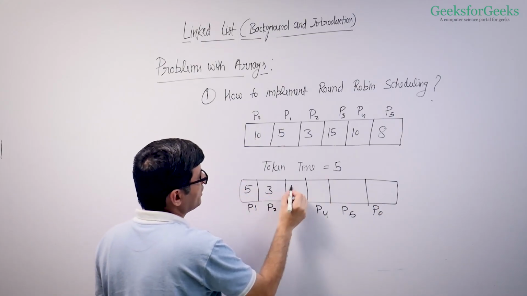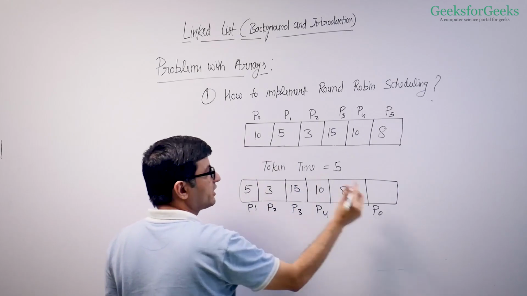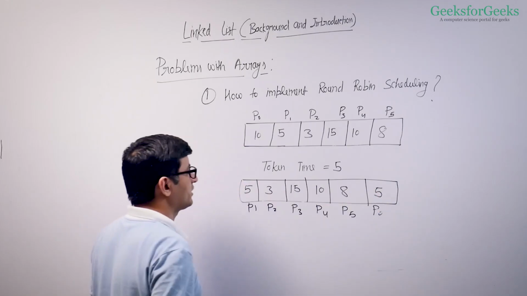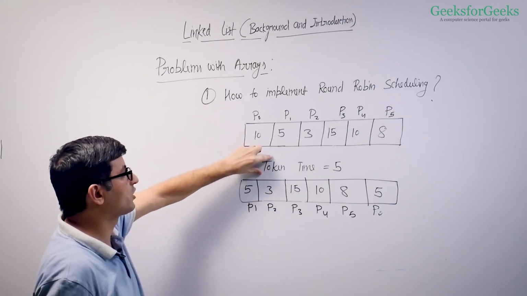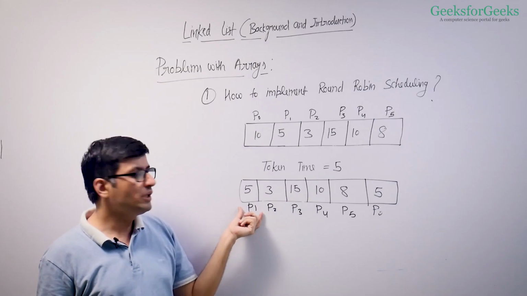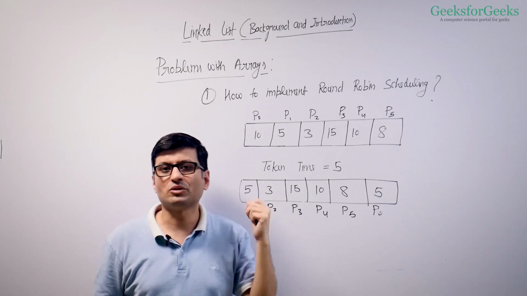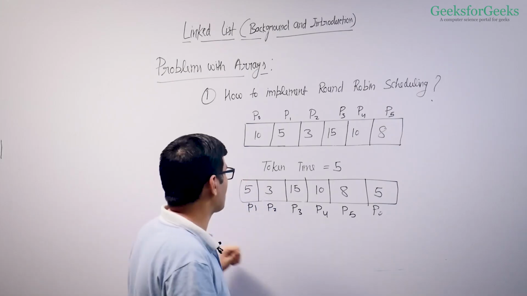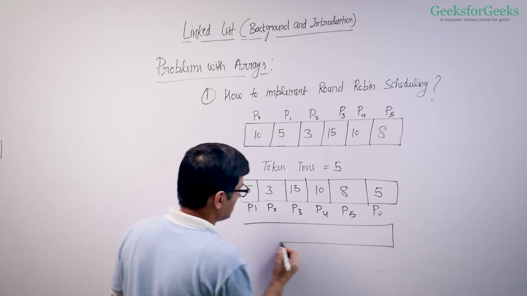So you have 5, 3, 15, 10, 8. And now how many units does it need? It needs 5 more units, right? So that's the setup now. After 5 units are allocated to this, now the turn of P1 comes. So P1 needs 5 units only. So when P1 needs 5 units and you give it 5 units, it's over. So you want to remove P1 from this queue of waiting processes.